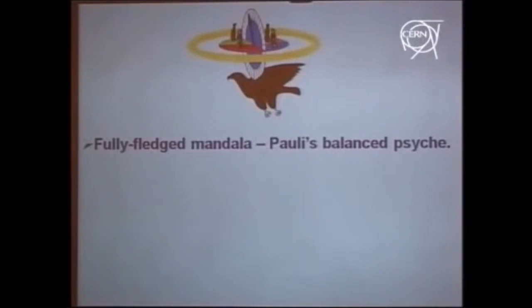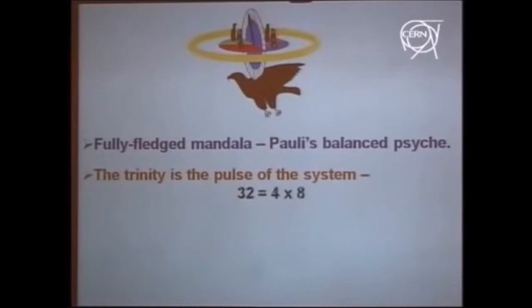It's Pauli's balanced psyche. Jung interpreted the vertical circle as rationality because it's divided into 32 equal segments through which this ticker ticks mechanically. So it symbolizes rationality, or the Trinity. Jung wrote 32, you can write 32 in lots of different ways, as 4 times 8 to single out the quaternity, and he had other things to say about 32 as well, we'll leave it at that.